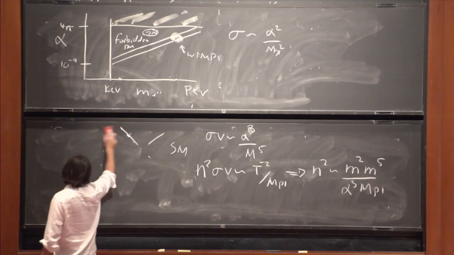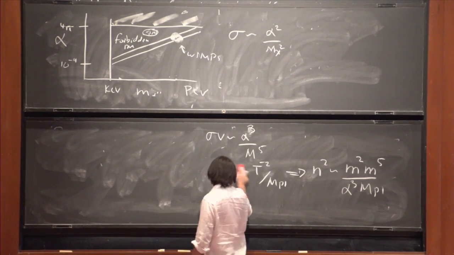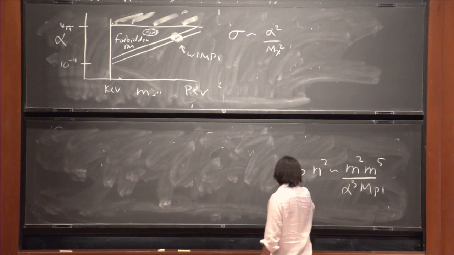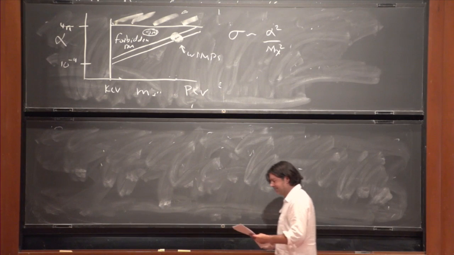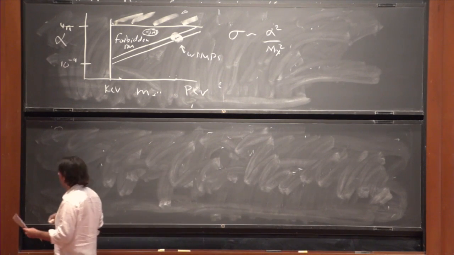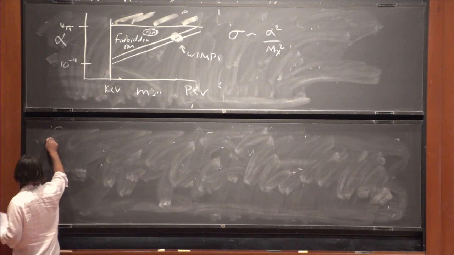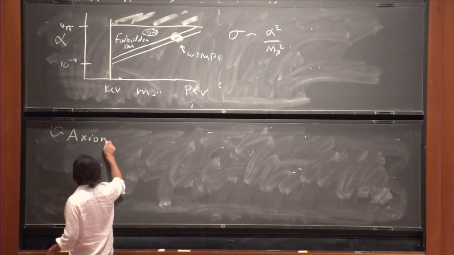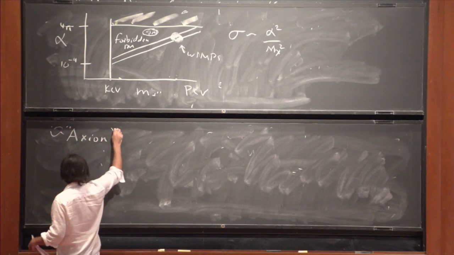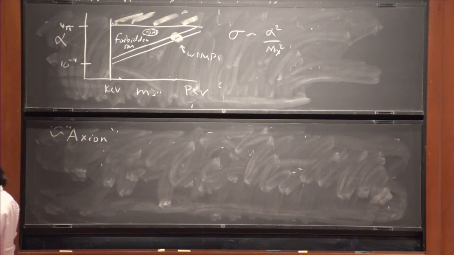So I'm going to come back to thermal models in a second when I come to portal models. I want to talk about one slightly different production mechanism, which is relevant for the axion, but what I'm going to write down right now is not literally the axion, so I'm going to put it in quotes, but it'll be relevant for stuff that Michael's talking about.